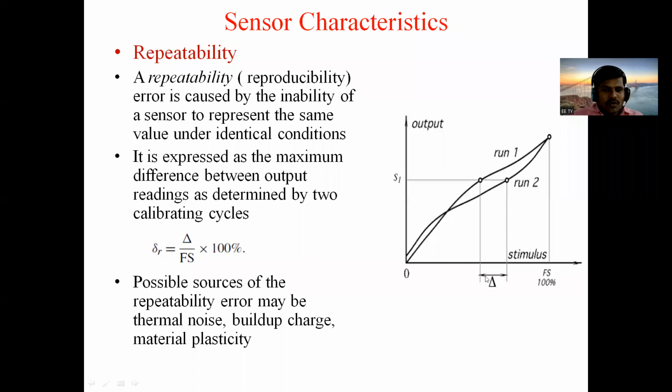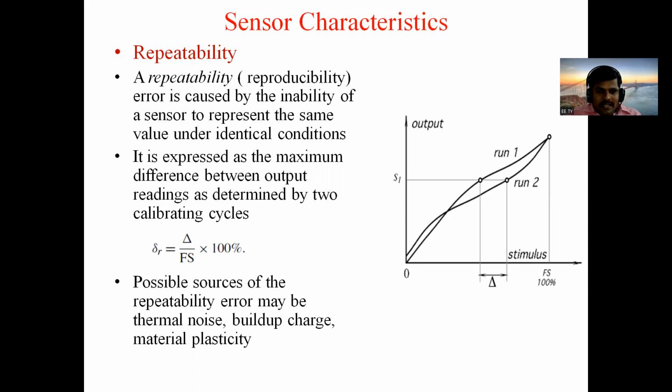Here, under ideal condition, for one span of stimuli, the output obtained is repeated. The output S1 is the same, but the direction of it will be changed, like we discussed yesterday in hysteresis. Do you know the hysteresis curve? The output is produced repeatedly, but in the opposite direction.